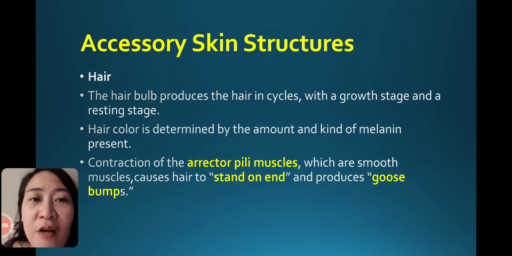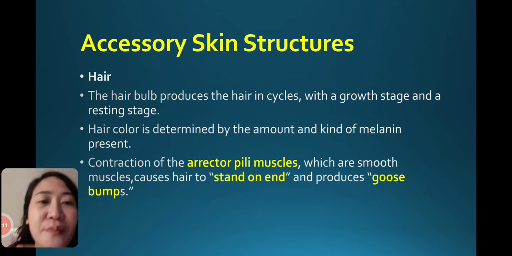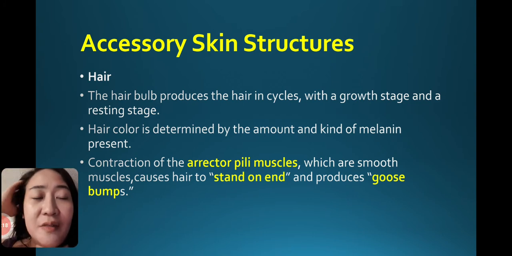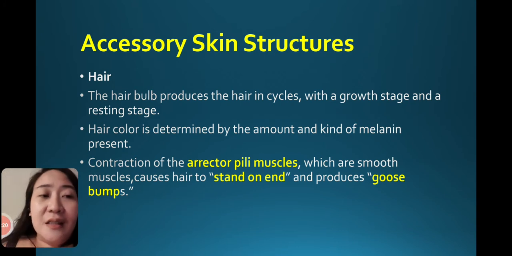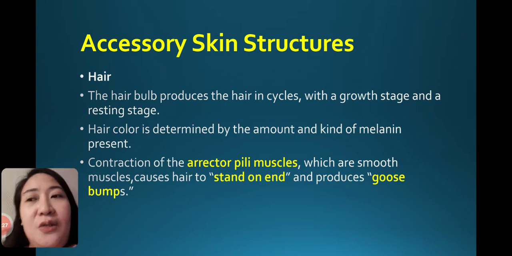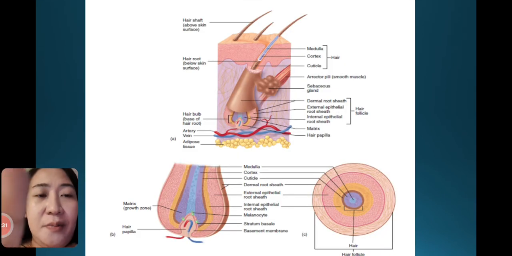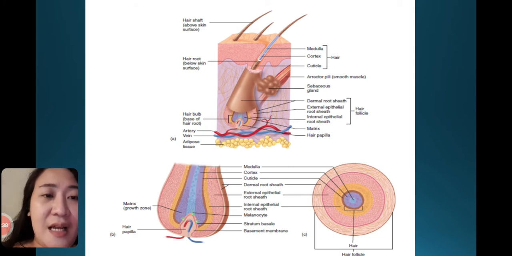Number one, hair. The hair bulb. Hair color is determined by the amount of melanin. Contraction of the arrector pili, yung muscle natin, which features smooth muscle, causes hair to stand on end and produces goosebumps. Arrector pili. So this is a simple illustration: hair shaft, hair root, the sebaceous gland, sweat gland, hair bulb.